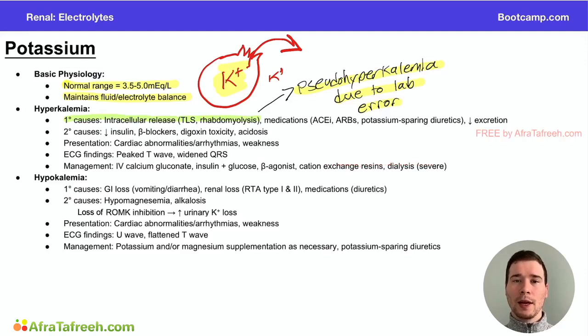Another way that hyperkalemia can occur is due to various medications, such as ACE inhibitors, ARBs, or potassium-sparing diuretics. We'll dive much more into the mechanism behind why those cause hyperkalemia in the pharmacology section. However, it's important to know that a potassium-sparing diuretic should make sense, right? If you give too much of something that spares potassium, that can cause a hyperkalemic state.